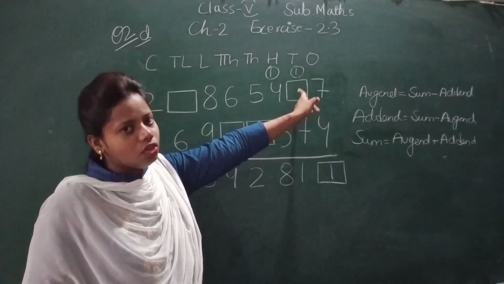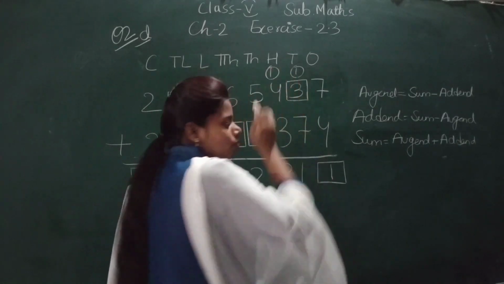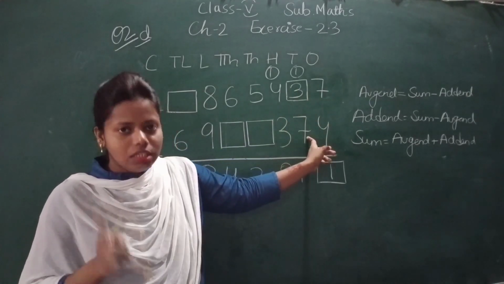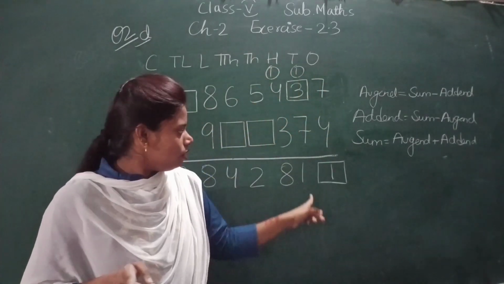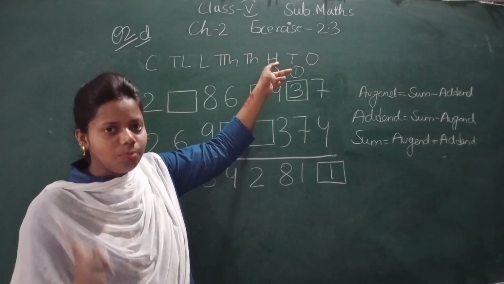So how much do we write it? 3. So 3 plus 1 will be 4. So we will write here 3. Now let's see. 3 plus 7 is 10. 10 plus 1 is 11. See here, 1 we have written in and 1 we have given carry over to the hundreds place.